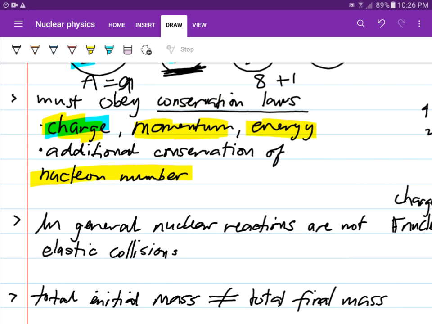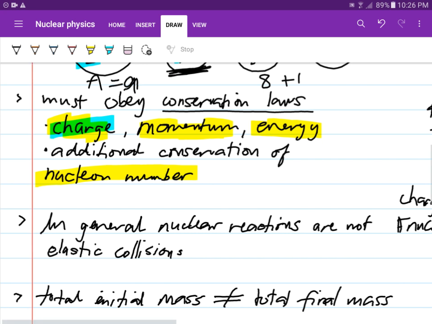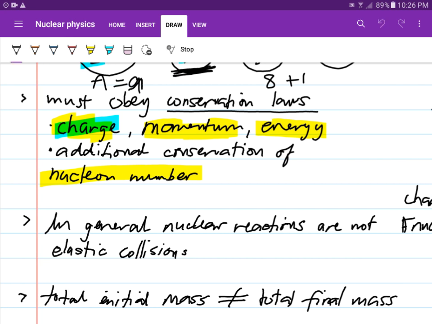In general, nuclear reactions are not elastic collisions, meaning kinetic energy is not conserved. Actually, most of the kinetic energy is converted into heat during the process. So it's not an elastic collision.